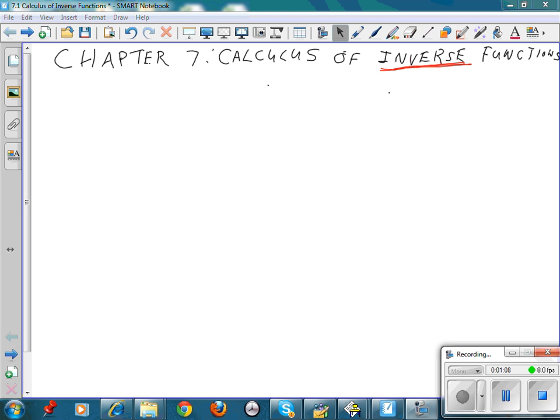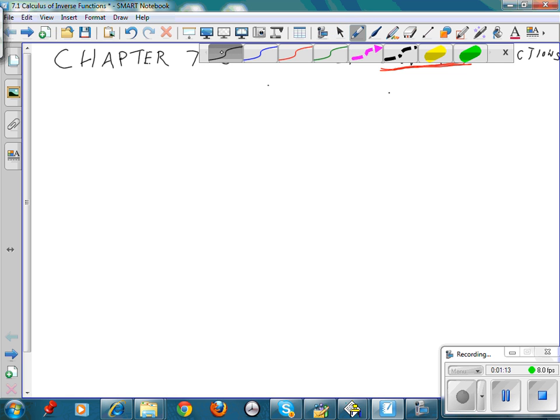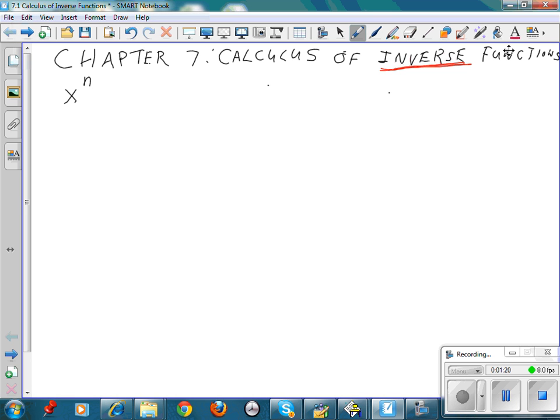You could handle polynomials, meaning I can give you a function of x to the n or a sum of those. You would know how to take a derivative, how to graph, how to integrate.